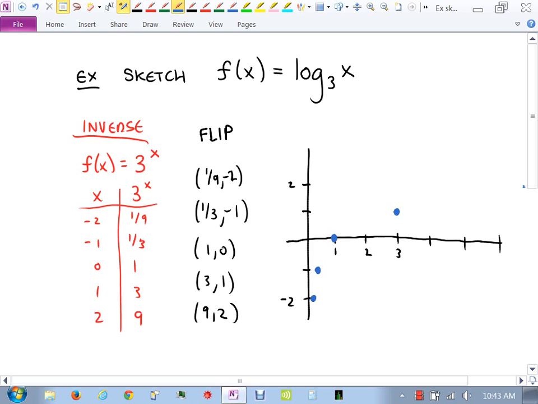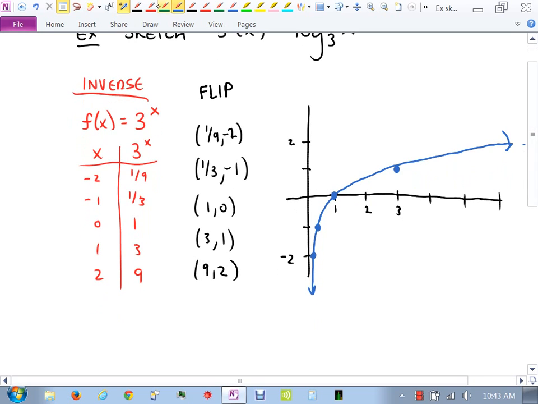Everyone see these points? Any questions on where they came from? Let me connect these. I have a vertical asymptote instead of a horizontal. Everyone see my vertical asymptote over here? My graph is going to drop down like that, and it goes up to the right. That is our first graph of a log function.